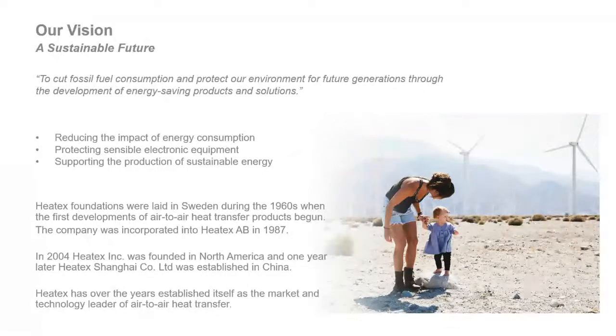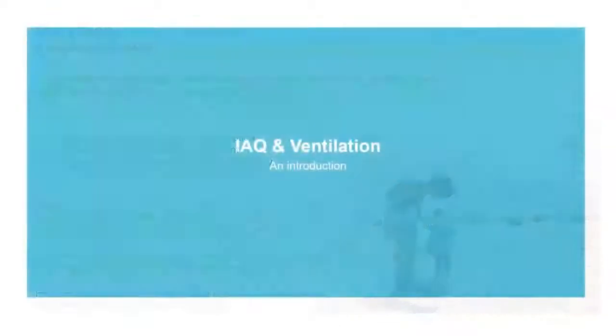So we're fundamentally a Swedish company, and our HQ is based in Malmö in Sweden. We were founded in the 60s, but it wasn't until the late 80s where we were incorporated into Heatex AB and where our growth to become a market leader really started. After this, we formed Heatex Incorporated in the United States, and following from that, we also formed Heatex Shanghai to look after our Asia Pacific markets. And this has really helped us to cement our place as a market leader in air-to-air heat exchangers.